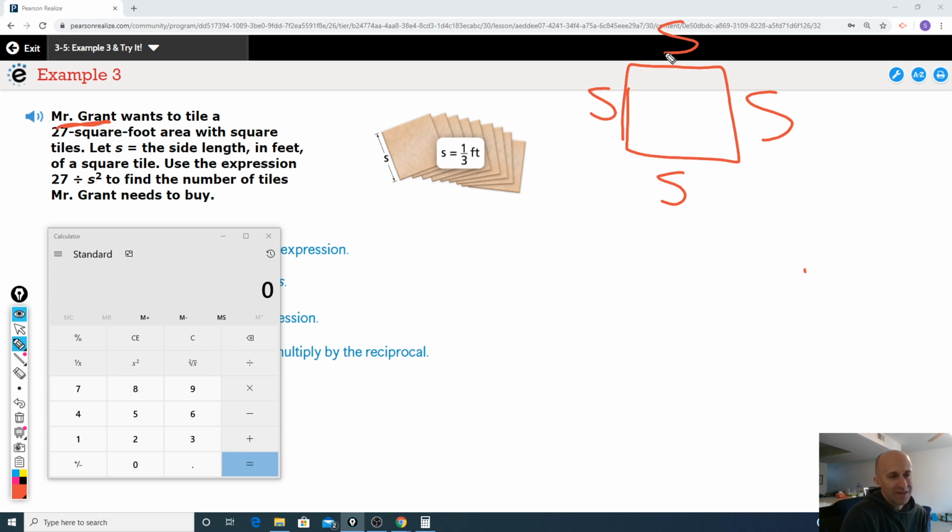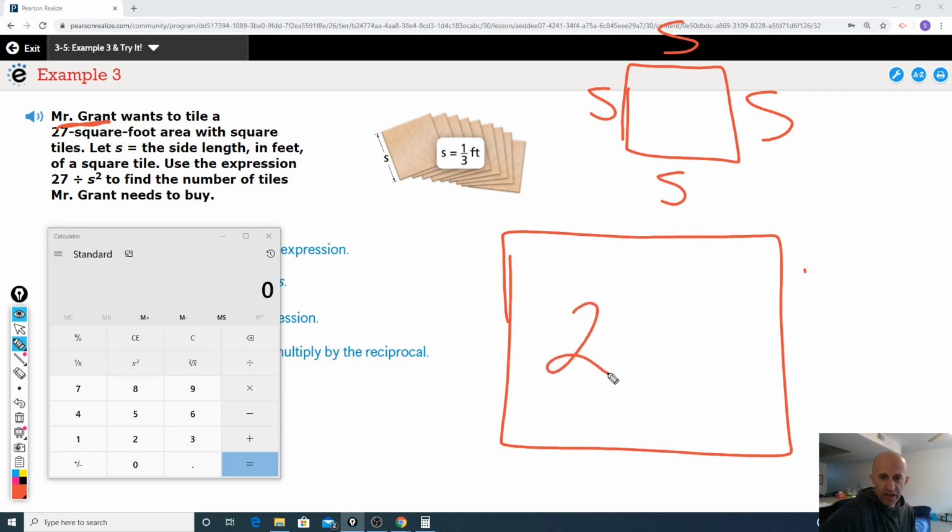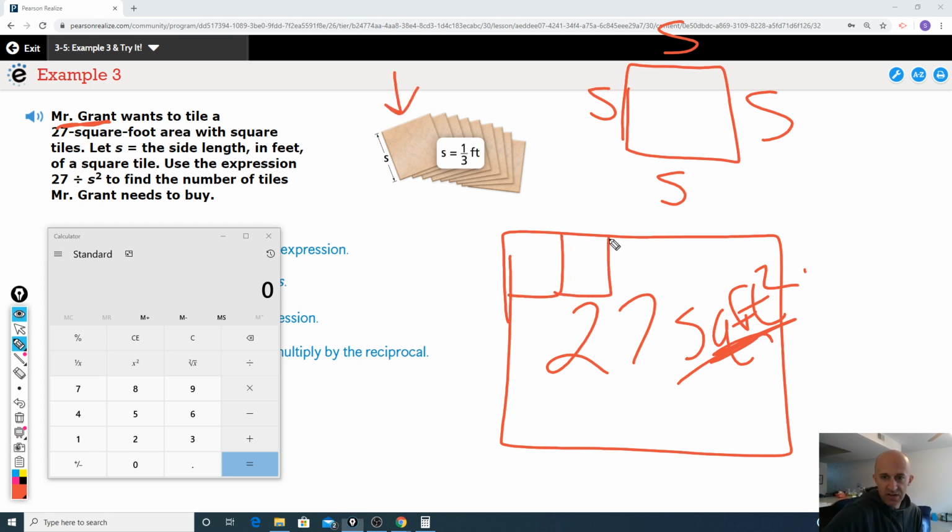So use the expression 27 divided by S squared to find the number of tiles Mr. Grant needs to buy. Think about it. If this whole area is 27 square feet, and he's using these tiles, how many of these tiles is he going to need? I'm just trying to draw a little bit of a picture to show why we're using division for the expression.